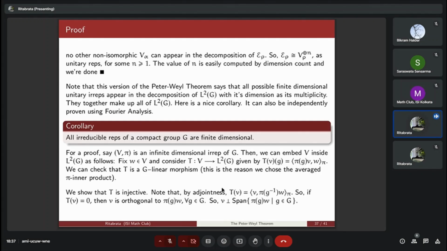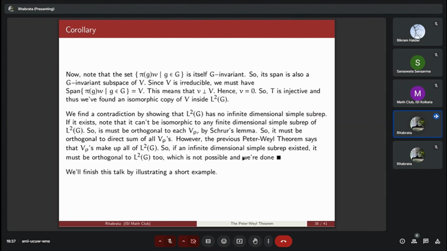Our initial vector v was taken to be in the kernel of T. We have shown that v is perpendicular to the span of the π(g)w's. Since the span of the π(g)w's is the same as V, v is orthogonal to the entirety of V. This cannot happen for non-zero vectors. So v is 0, so T is injective, and we have found an isomorphic copy of V inside L2(G).